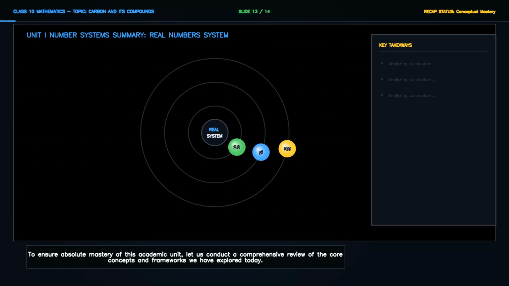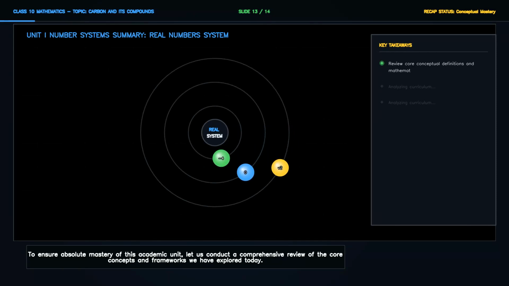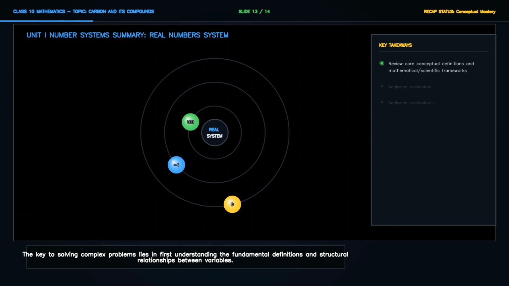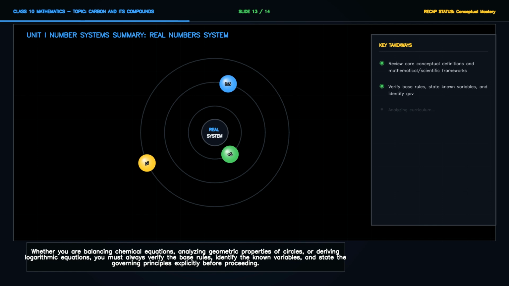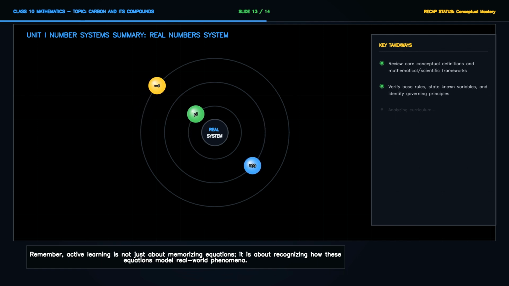To ensure absolute mastery of this academic unit, let us conduct a comprehensive review of the core concepts and frameworks we have explored today. The key to solving complex problems lies in first understanding the fundamental definitions and structural relationships between variables. Whether you are balancing chemical equations, analyzing geometric properties of circles, or deriving logarithmic equations, you must always verify the base rules, identify the known variables, and state the governing principles explicitly before proceeding.